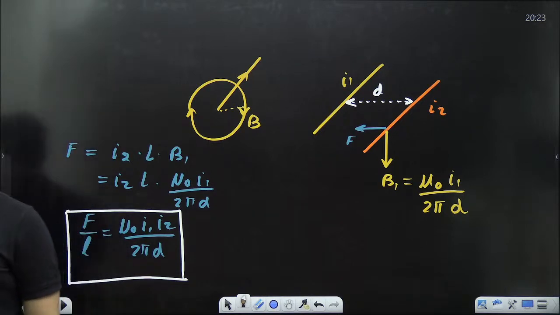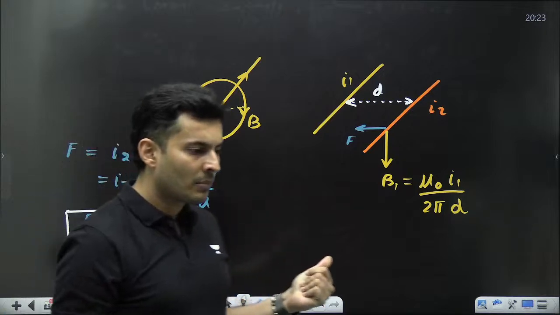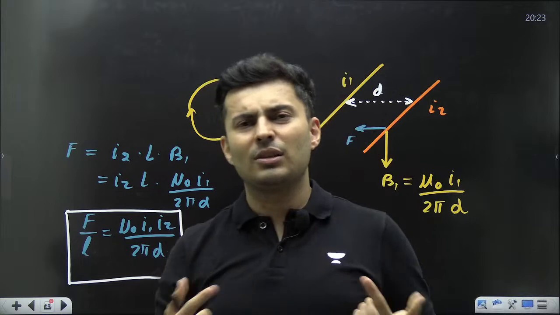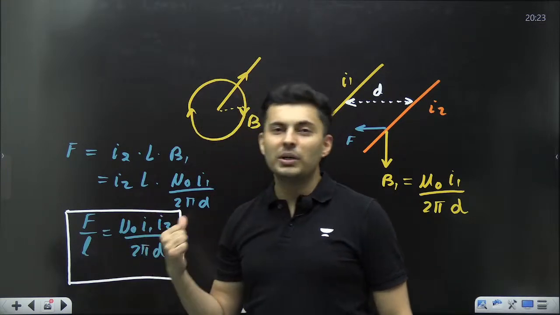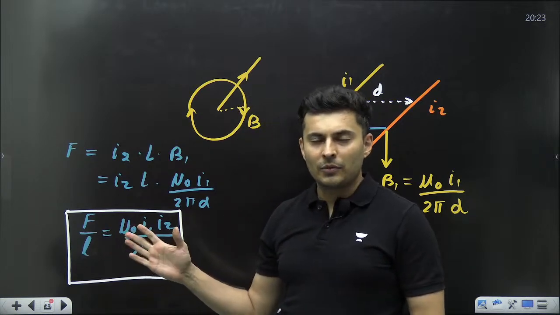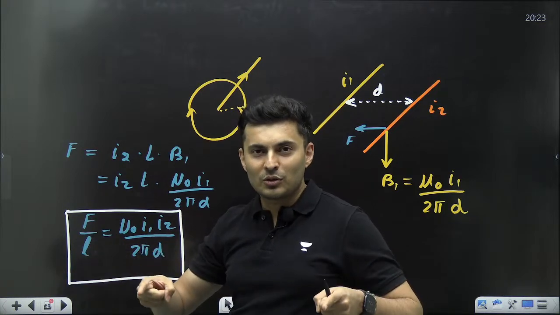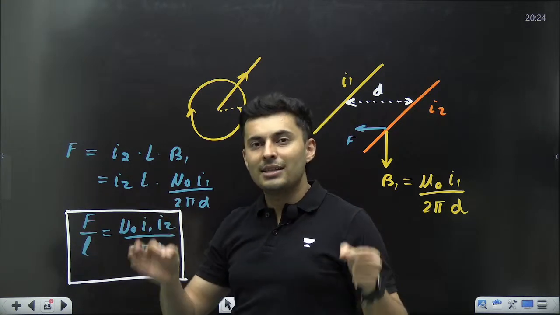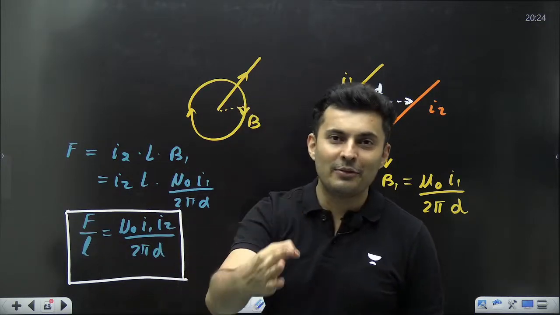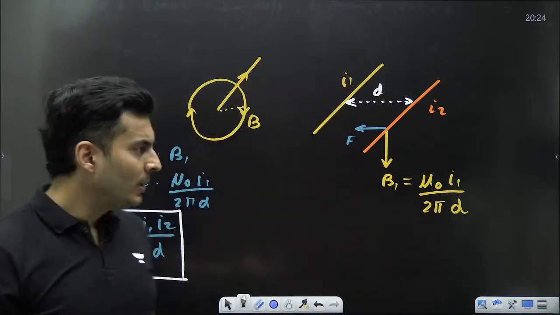Keep this formula in mind. Okay, everybody with me? So mu naught I1 I2 by 2 pi d is the force per unit length. In fact, this is also the formula used for defining the unit of ampere. You can take mu naught as 4 pi by 10 to the power minus 7. If you place the separation as so many meters, then this is the force. Then the current passing is 1 ampere. So that's how the unit of ampere is defined using this formula.